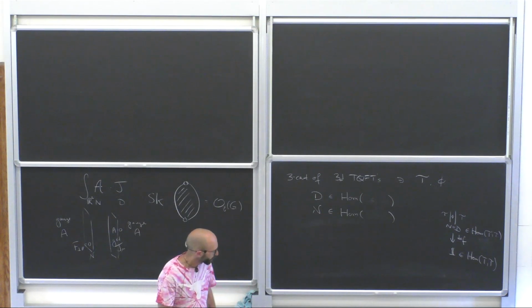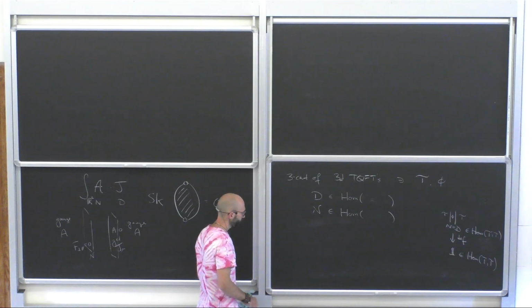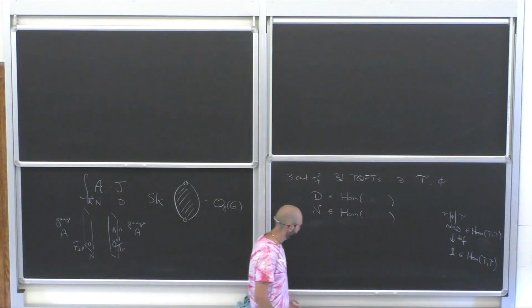So she looked at expectation values of Wilson lines in Chern-Simons on a sandwich.